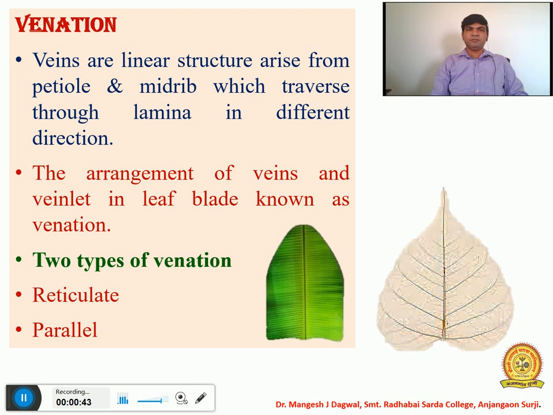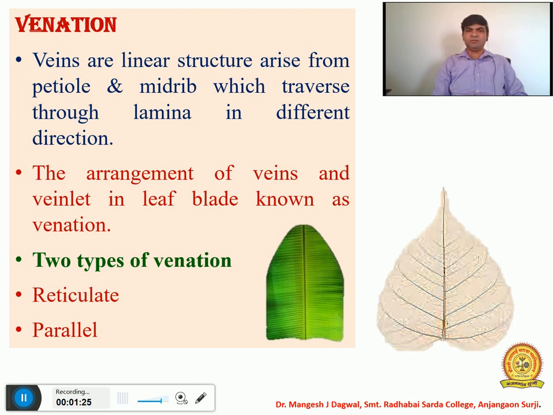Veins are linear structures which arise from the petiole and midrib and traverse through the lamina in different directions towards the margin of the leaf. This arrangement of veins and veinlets in a leaf blade, or leaf lamina, is known as venation.